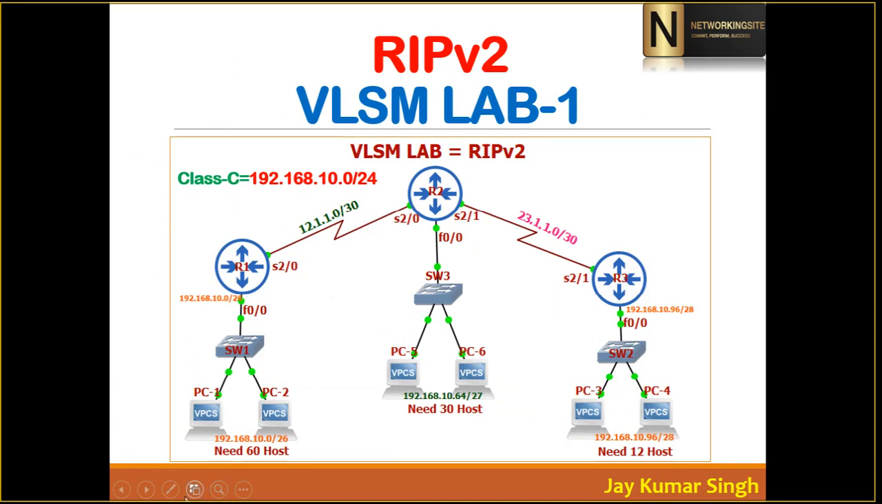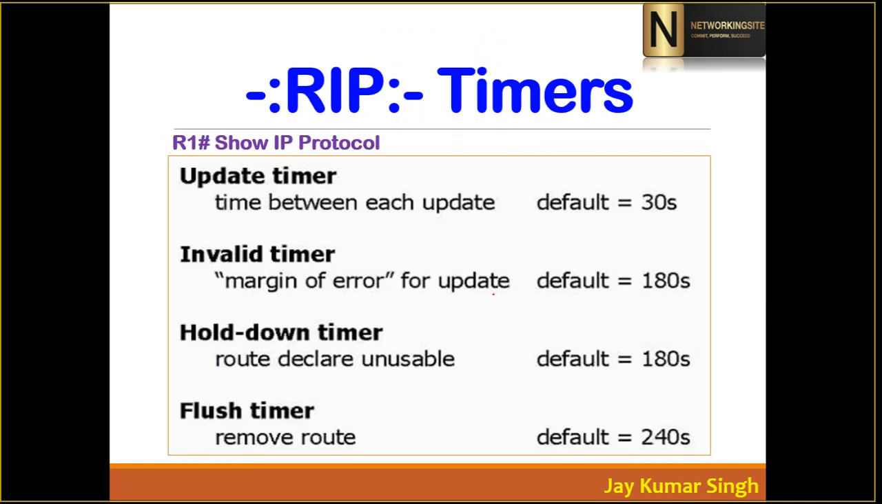So this lab is completed. Now we are talking about RIP timers. Normally RIP has 4 timers. One is the update timer, which is 30 seconds, and this is periodic. Invalid is there, hold timer is there, and flush timer is there. So let's understand all these timers.